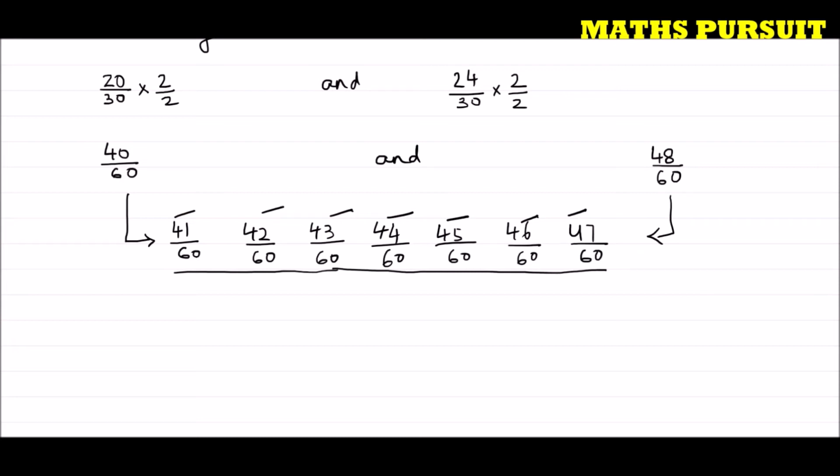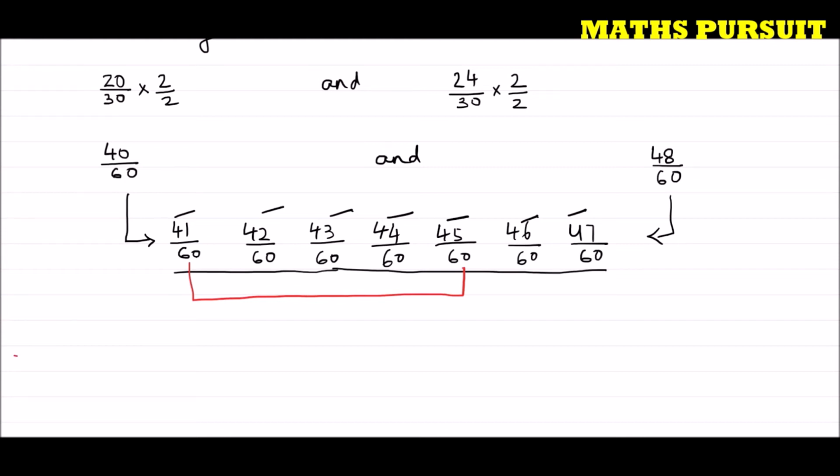So we can answer our question by saying that the 5 rational numbers between 2 upon 3 and 4 upon 5 are 41 upon 60, 42 upon 60, 43 upon 60, 44 upon 60, and 45 upon 60.